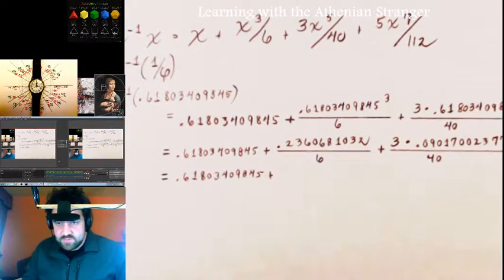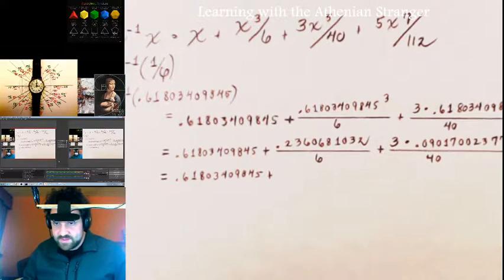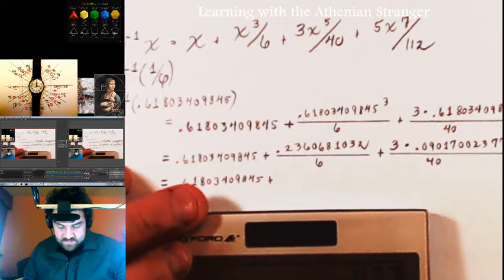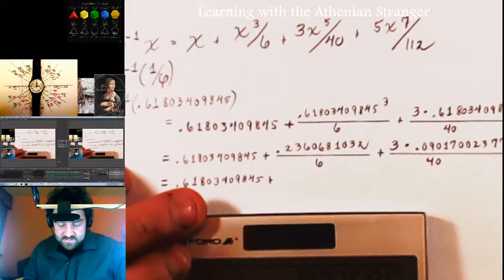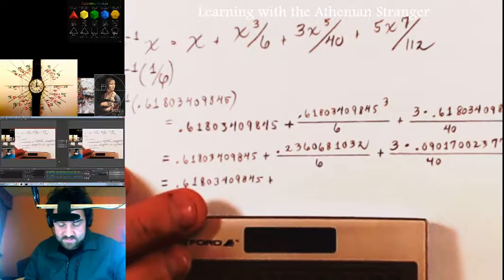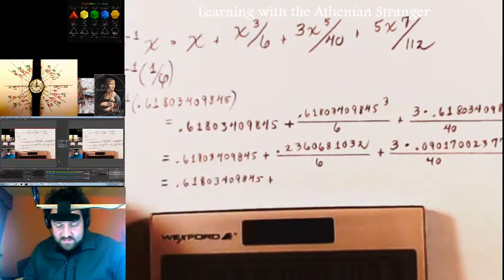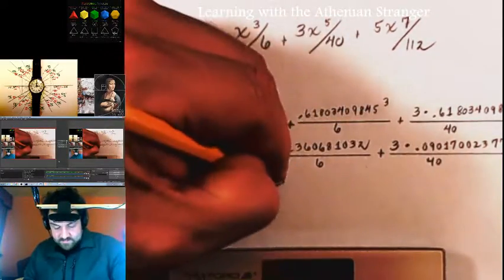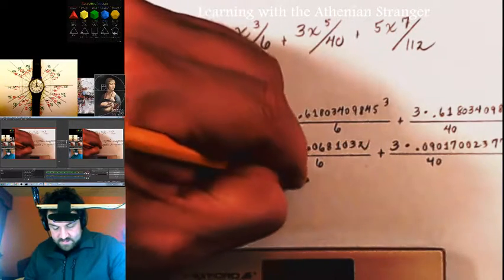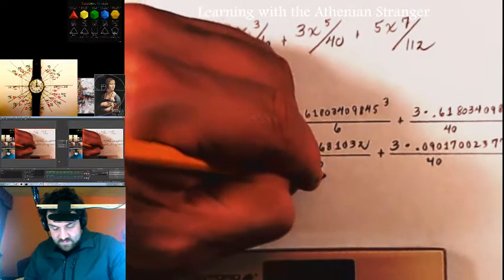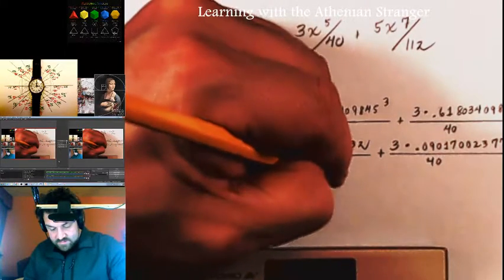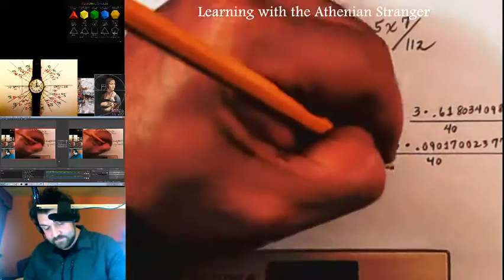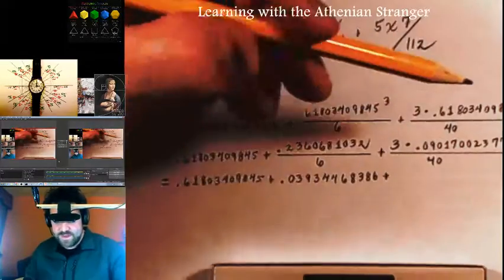Now we're actually going to do this division because we can. We're in the final stage of this division. So let's take this 0.23608102. Now divide by 6. And that gives us 0.039344689386 plus.